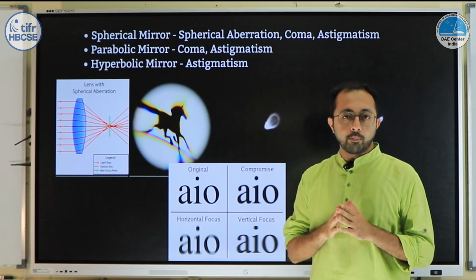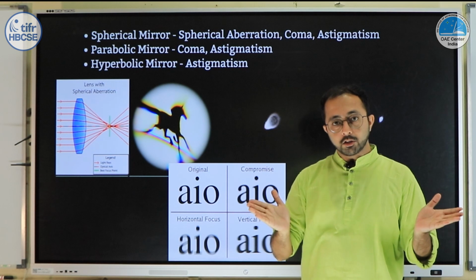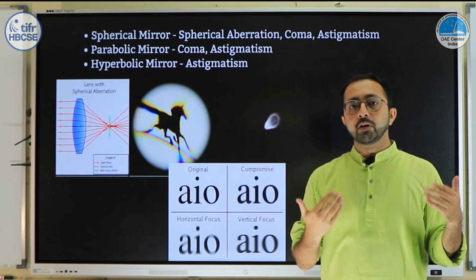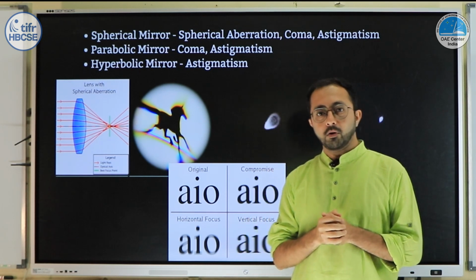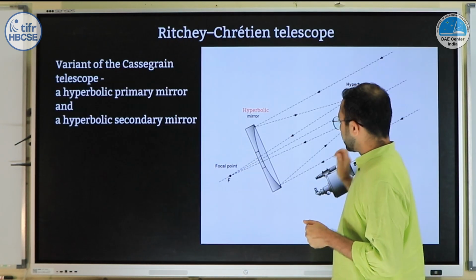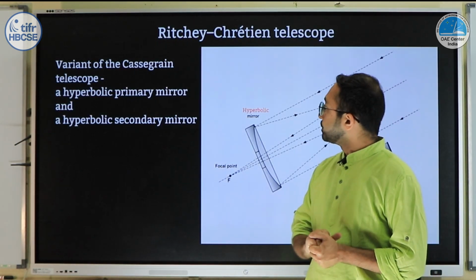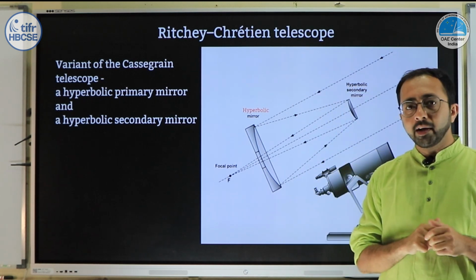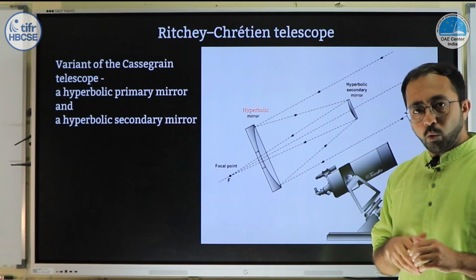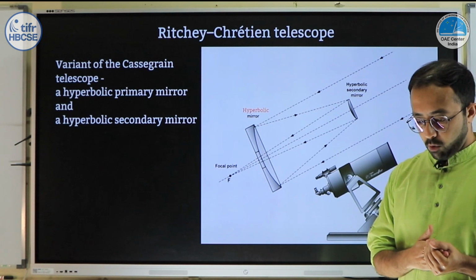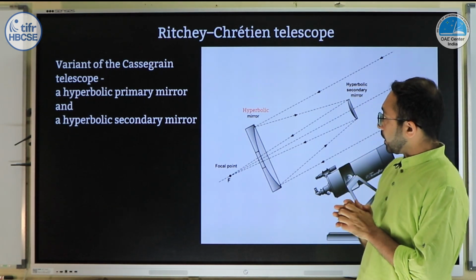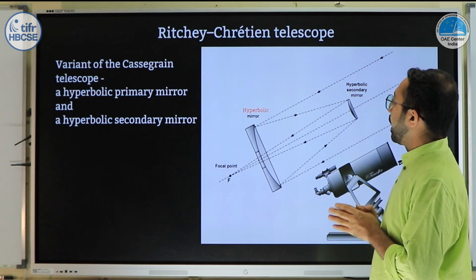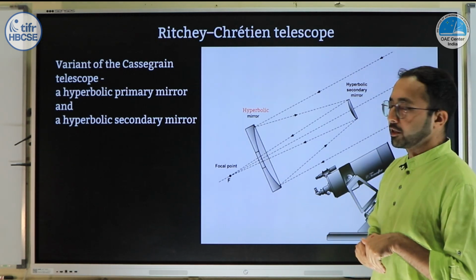The other advantage of a hyperbolic mirror is that because of its structure we get a larger field of view of the sky for the same size of the mirror or same aperture. This is an important advantage. Keeping in mind this advantage, a new design of telescope was made, and it is called the RC or Ritchey-Chrétien telescope.